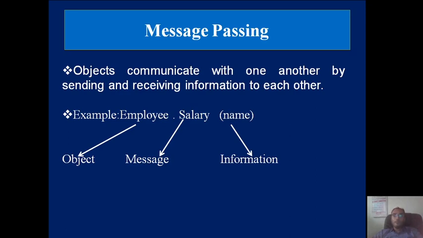For example, if an employee class is created, the object of the employee will call the function by passing a message, and whatever information it needs to pass, it will pass as an argument. Say, for example, a name. So message passing plays an important role in providing communication among all the separate objects, all the separate units in an object-oriented programming language.